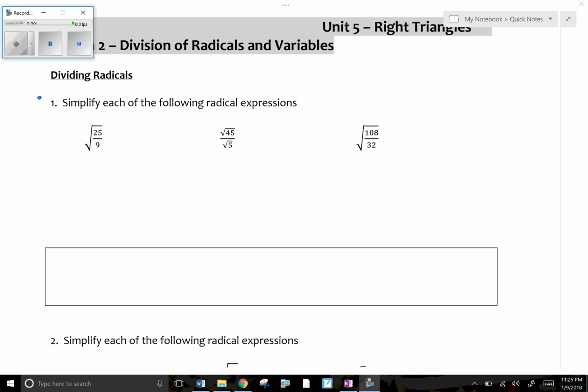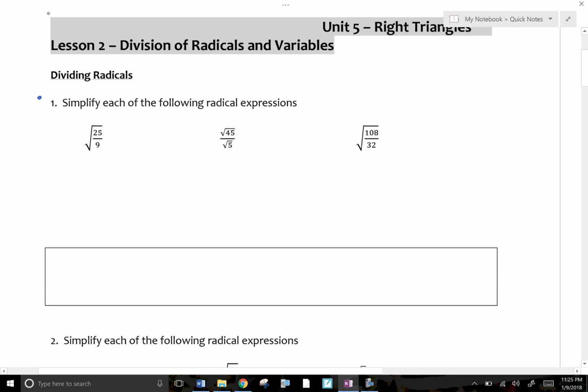Okay, so let's wrap up radicals by talking about division and dealing with variables. I'm going to try to get through this in a very straightforward way and not talk a lot. That way you guys can get some practice in. So let's go. If I look at this first one here, I have the square root of 25/9.